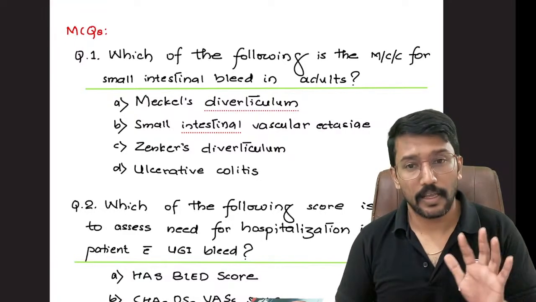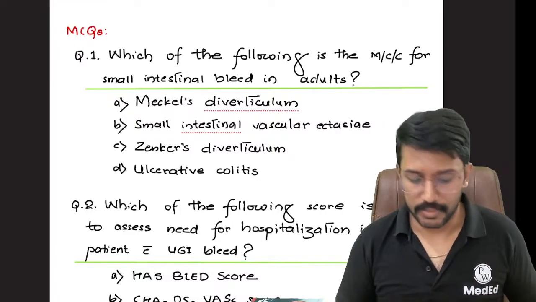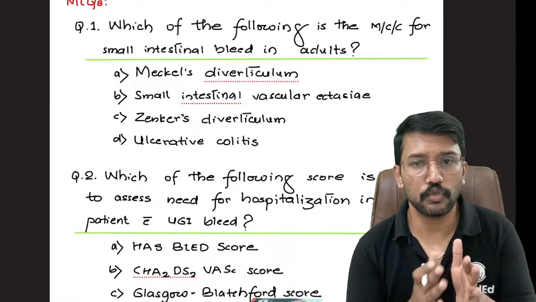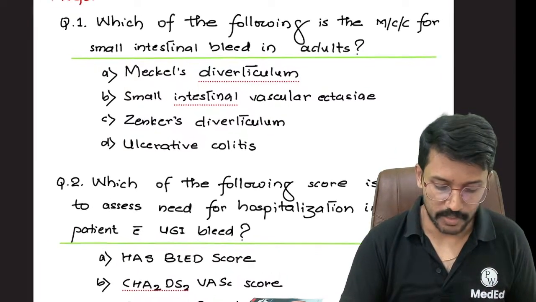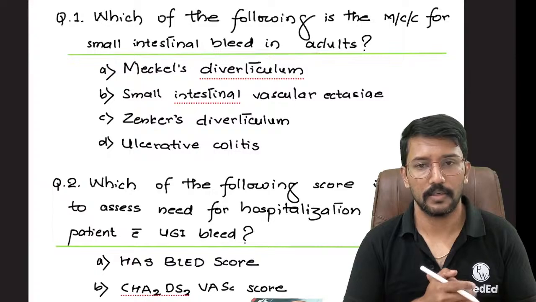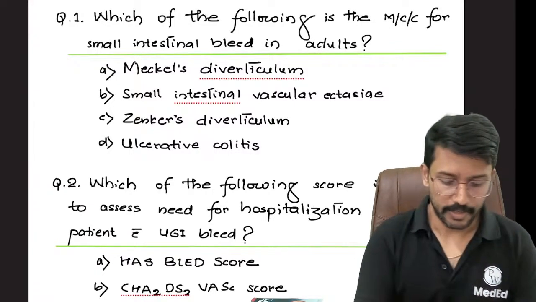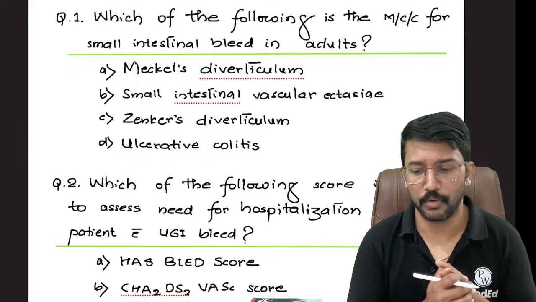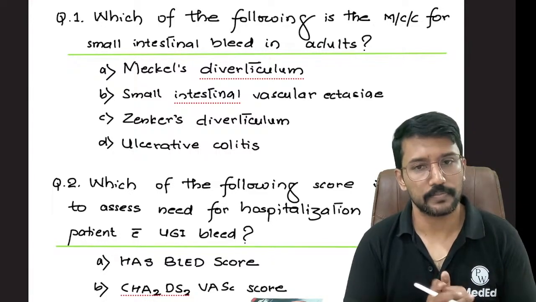Now let me take you through some of the MCQs which are repeatedly asked in your NEET PG, INI CET as well as during your case presentations and bedside discussions. So here is the first one. Which of the following is the most common cause for small intestinal bleed in adults? When I say small intestinal bleeds, I can also call it obscure bleed because they will not be evident on the upper or lower GI endoscopy.